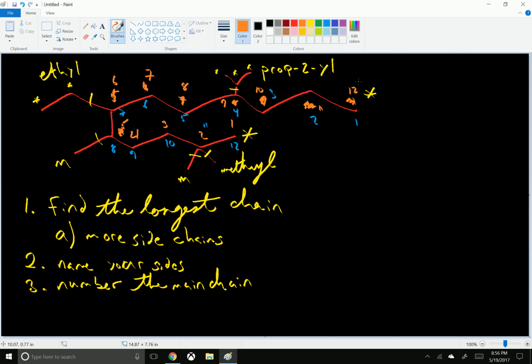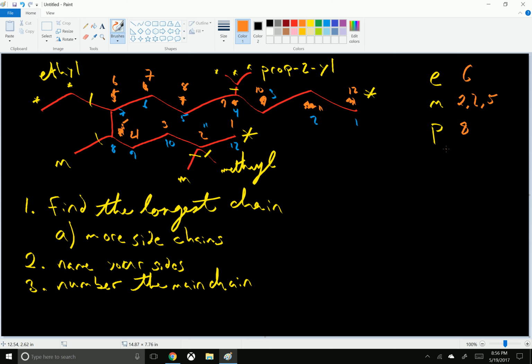So, now we list our side chains in alphabetical order. So we have our ethyl, and our 3 methyl groups, and then we have our propyl group. Now, looking at our orange numbering, our ethyl group is at number 6. Our methyl groups are at 2, 2, and 5. So 2, 2, 5. And then our propyl group is at number 8.